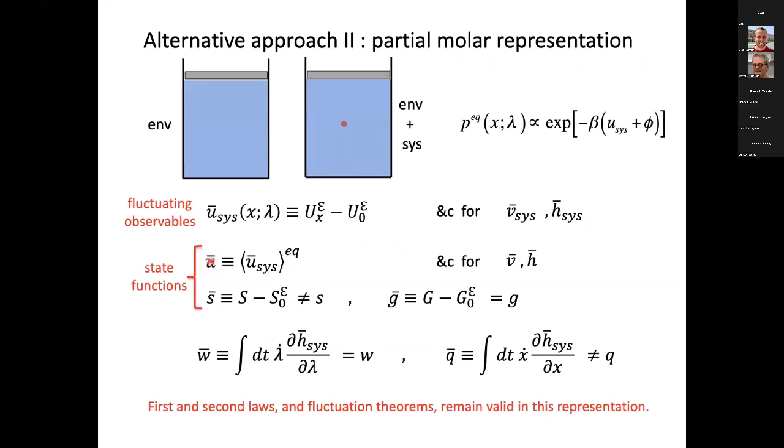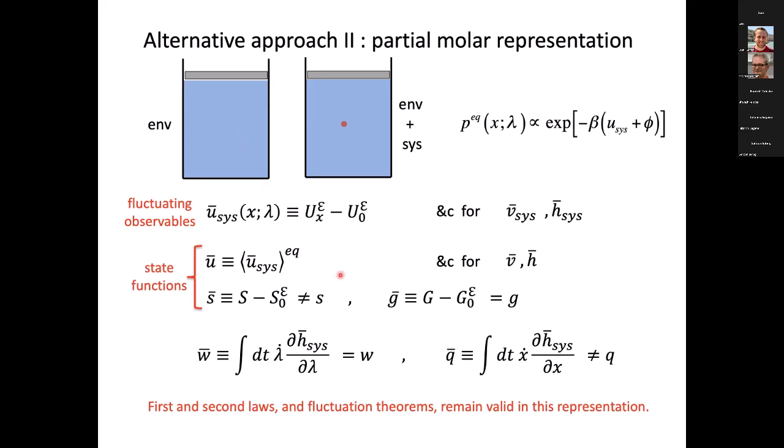Let me now define the state function. The internal energy associated with an equilibrium state is just the equilibrium average of this fluctuating internal energy, and similarly for volume and enthalpy. And let me define the entropy of the equilibrium state as the equilibrium entropy of this whole system minus the equilibrium entropy of the reference system. Okay, and similarly, let me define the Gibbs free energy as the Gibbs free energy of the total system and environment minus the Gibbs free energy of just the bare environment.